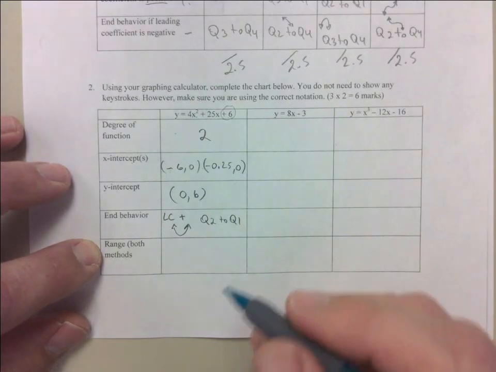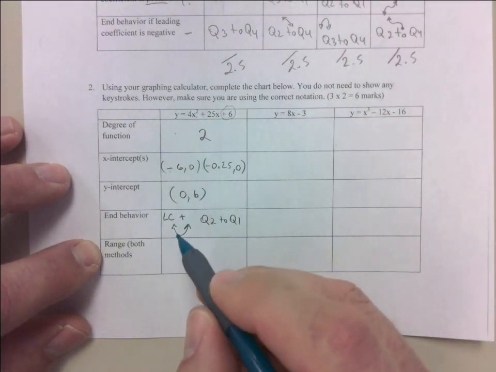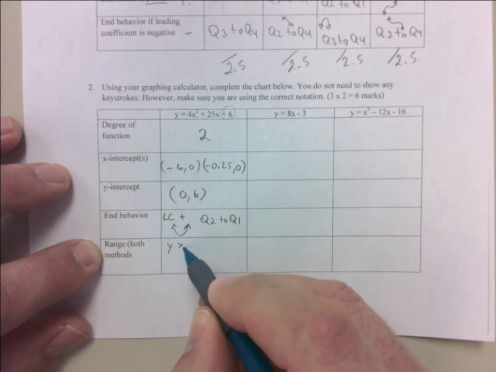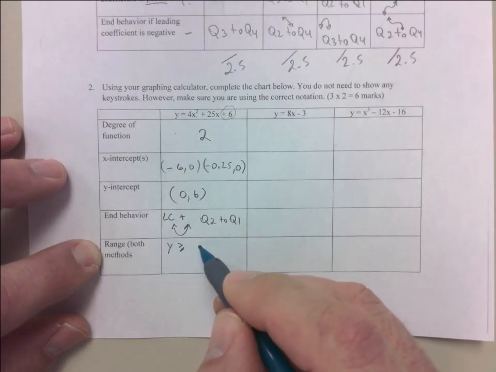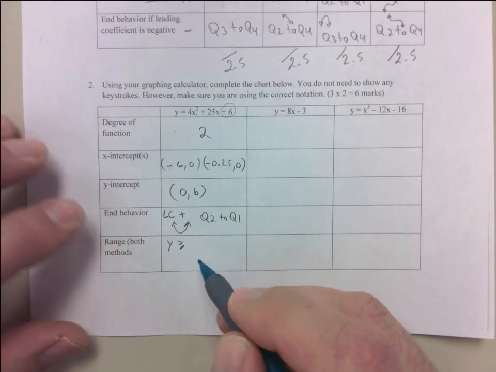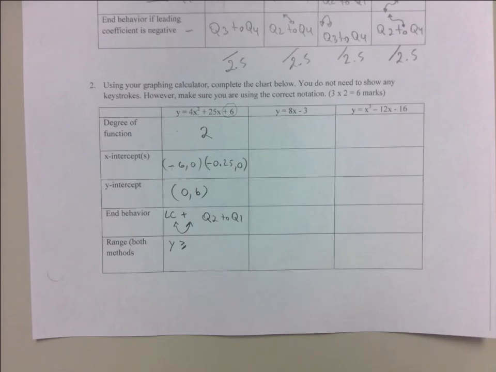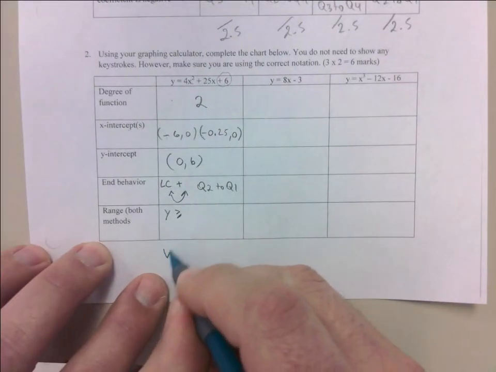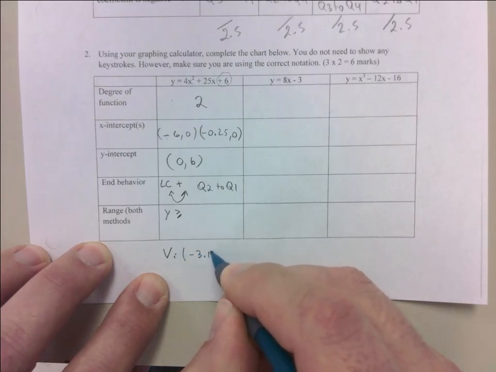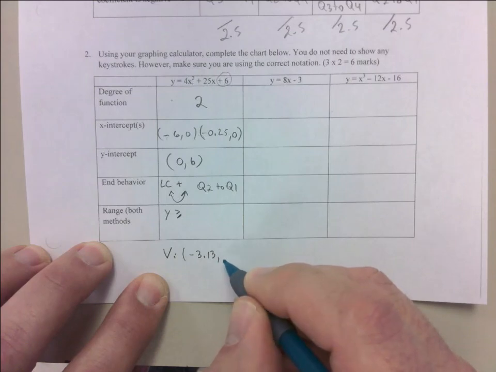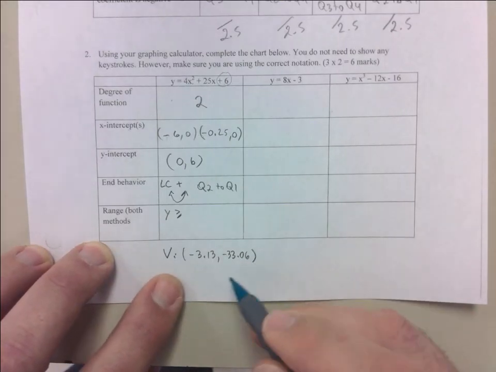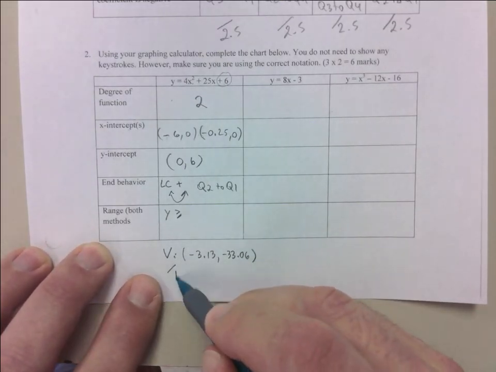Range. This is where you need to remember your range, right? For this one, range is greater than or equal to the y value of the vertex. So you have to find the vertex for this one. And so I'm going to give you a mark for that one. So the vertex, if you found it, it's negative 3.13, negative 33.06. You're going to get a mark for that for sure.